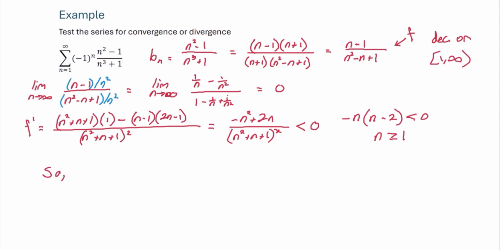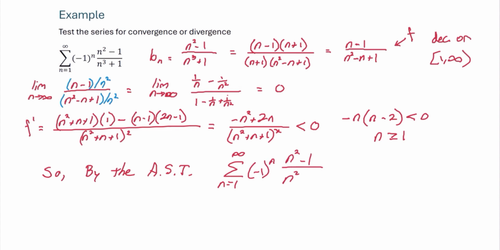So, by the alternating series test, we can say that the original series is convergent.